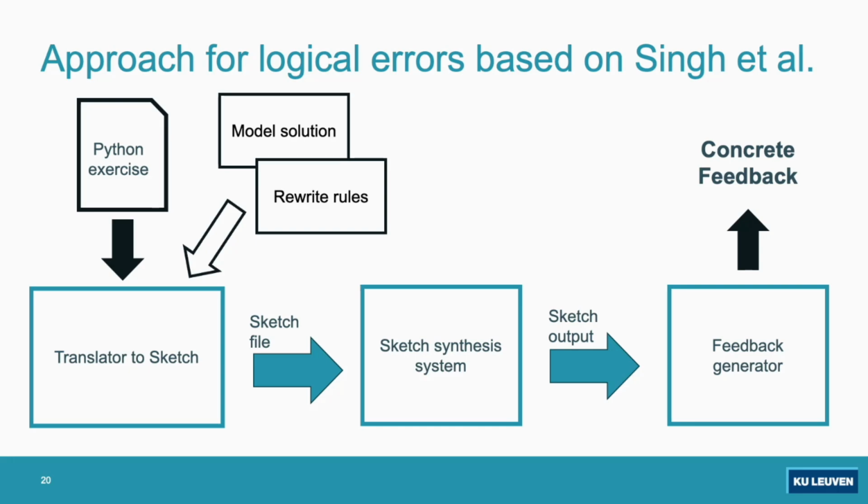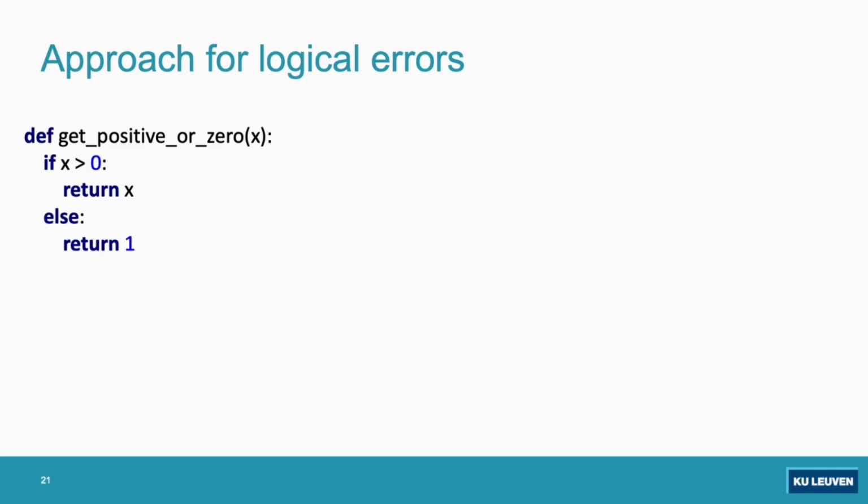To check that the new program functions correctly, the model solution is also translated to the Sketch language and is used in the synthesis. In the final step, the synthesized program can be used to generate feedback on which changes are necessary, and we can give this feedback to students. We'll further explain the technique by showing an example.